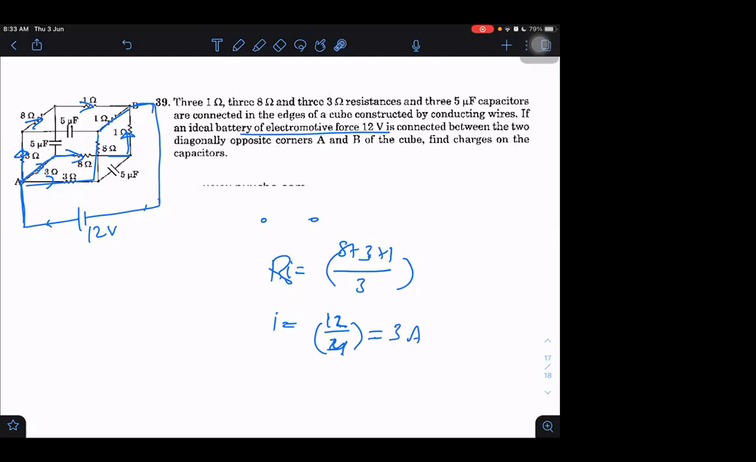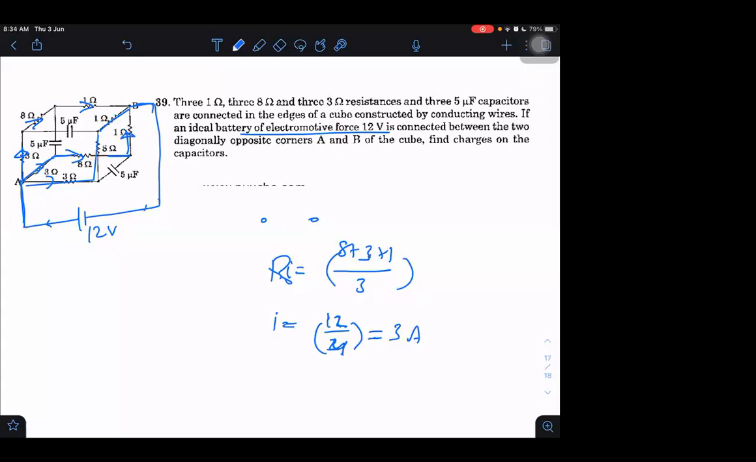Once we know the current, I have to bring those capacitors back to find the charge in them. To find the charge, I have to find the potential difference across them. Maybe take this point C and that point D. I can write the KVL equation in this closed loop. Do you know what the current is here?